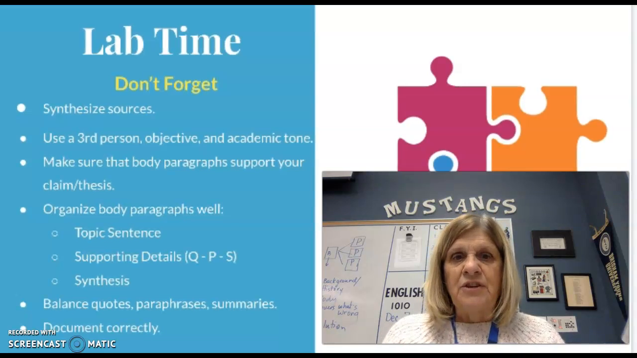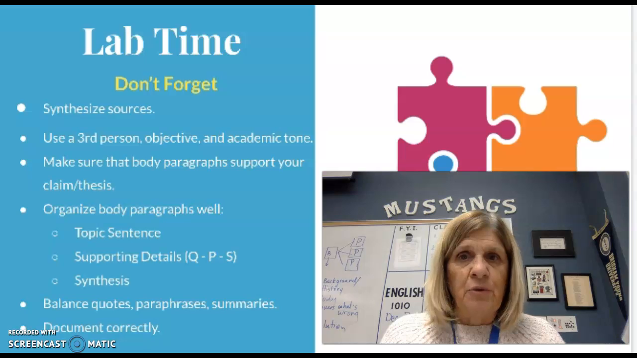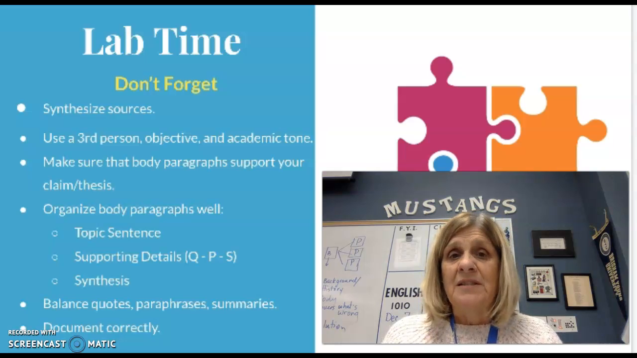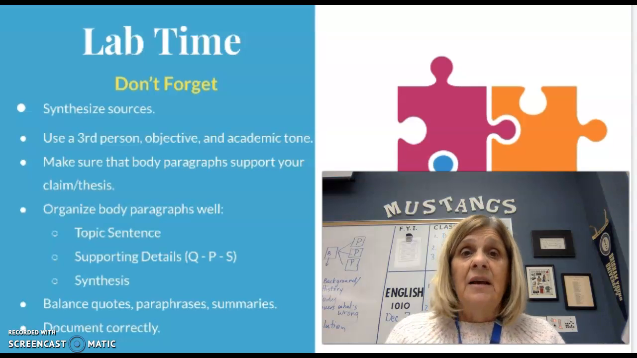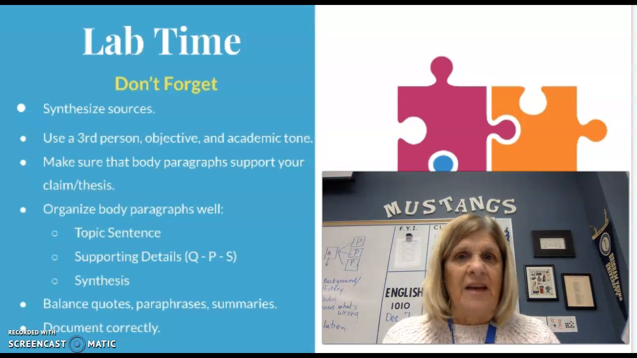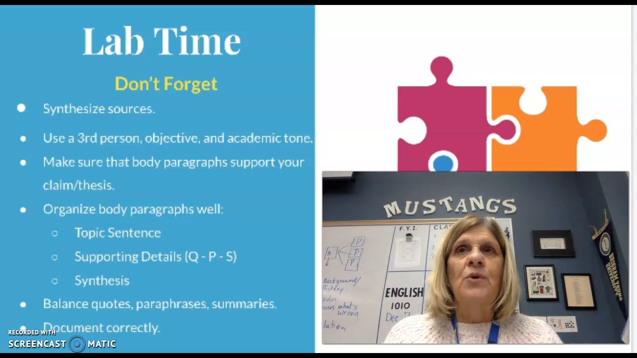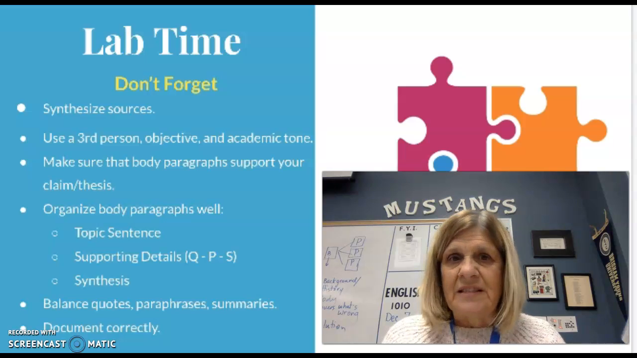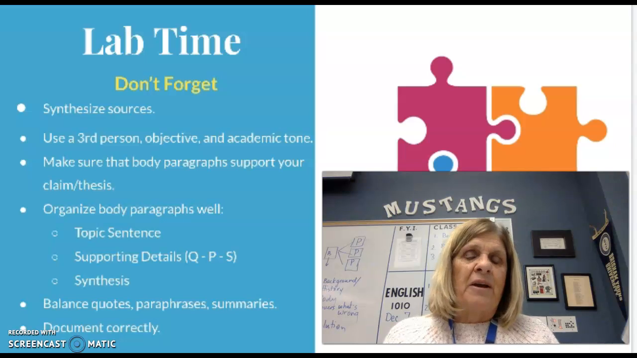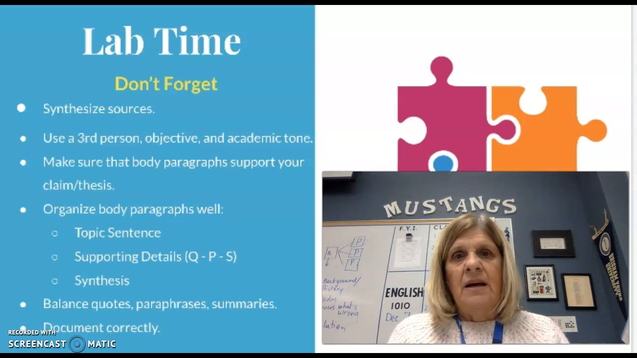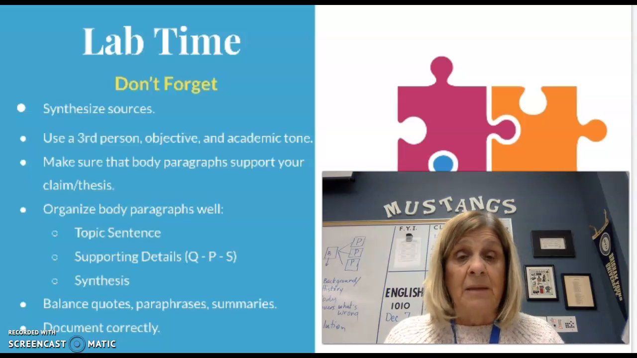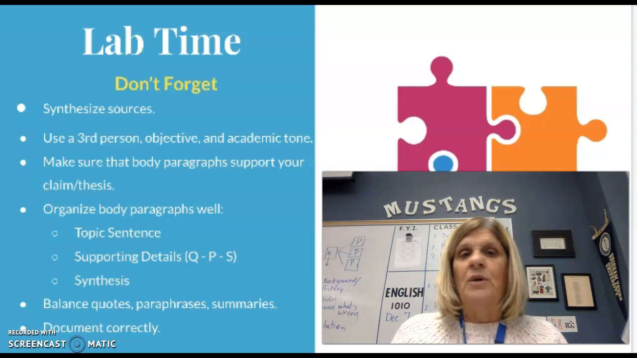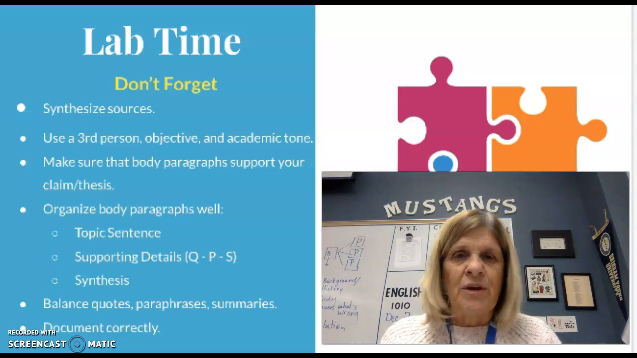So as I turn the time over to you now to work on your research paper, these bullet points are really important. Remember, you want to synthesize your sources. You want to use a third-person objective academic tone. Make sure that every body paragraph supports your thesis, and then in every body paragraph you have a topic sentence with supporting details, and where you've synthesized multiple sources into each body paragraph. And remember, you want to balance your quotes, paraphrases, and summaries.